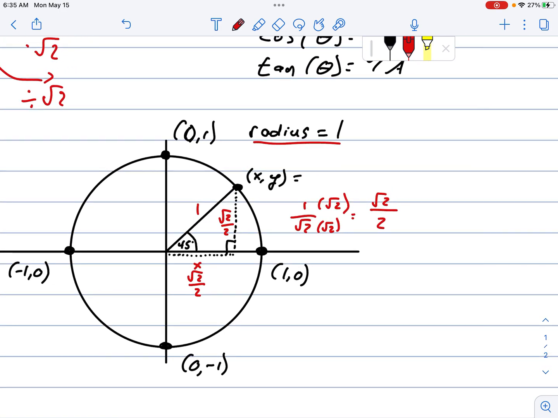So that means that ordered pair would be radical 2 over 2, radical 2 over 2. And what this is giving us is values for important trig functions. So when I ask you about 45 degrees for sine or cosine, these are your answers.